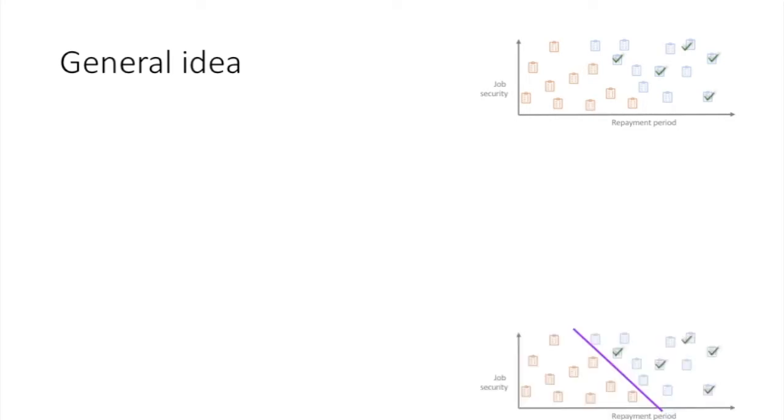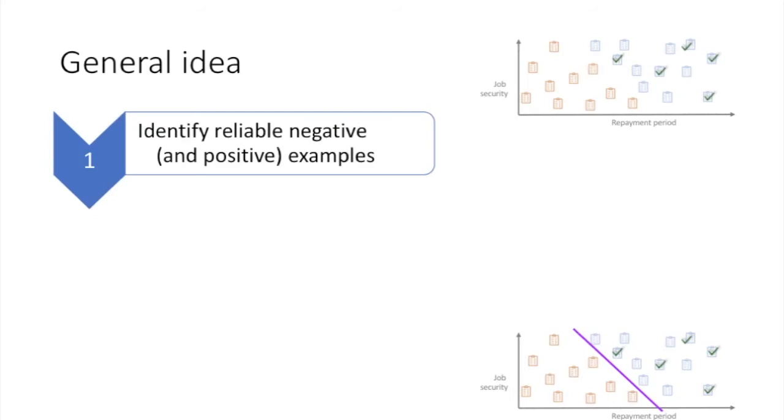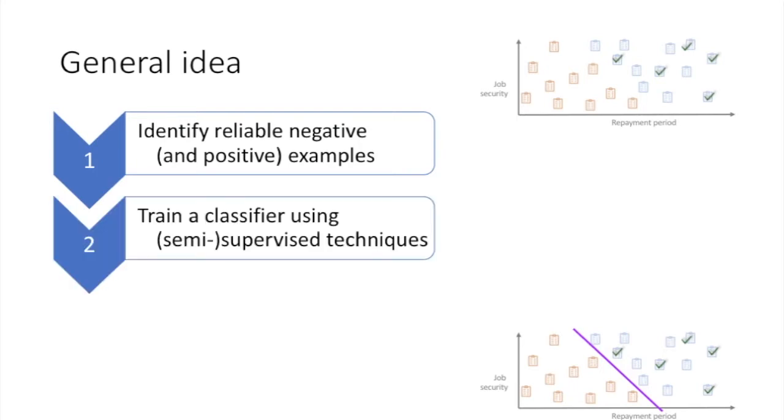So the goal is to learn a classifier from this kind of data that can distinguish the positive from the negative examples. The general idea is that there are two steps. In the first step, we are going to identify reliable negative examples in this kind of data. And the second step is that we will train a classifier using semi-supervised techniques so that they can use the labels. Let's look at the output of the first step.